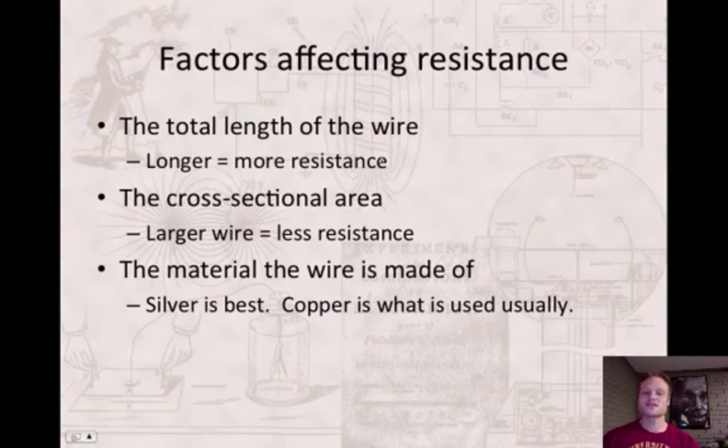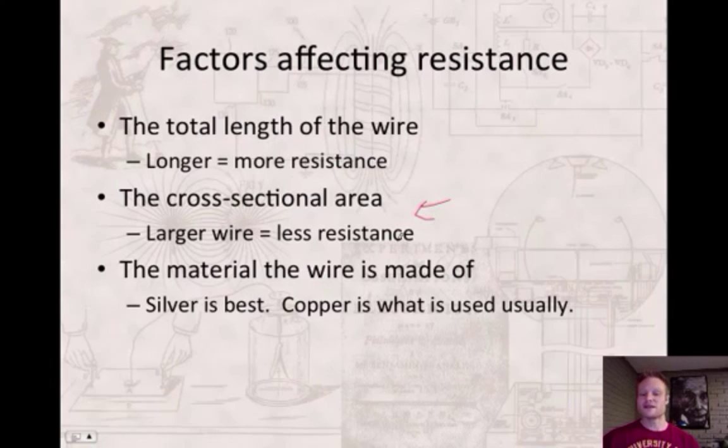The cross-sectional area of the wire. Bigger wires provide less resistance just because there's more room for flow to occur. So larger wires will have less resistance than smaller wires. And there's a numerical value for the wires that you buy if you go to a store looking to buy speaker wires versus the wiring in your house. The wiring in your house is going to be a lot thicker than speaker wires, just because there's a lot more current flowing through the wiring in your house.